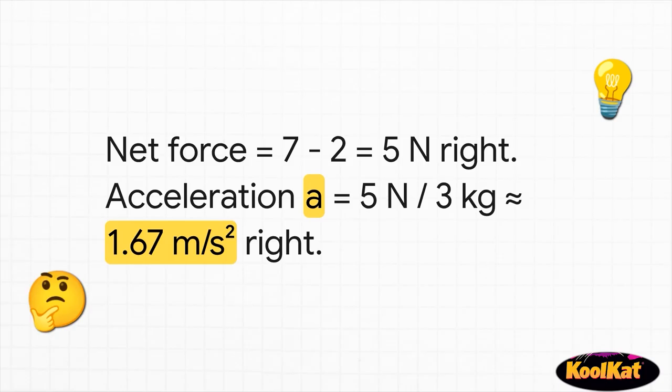So, how'd it go? Let's check. The net force is 7 minus 2, which gives us 5 newtons to the right. Then, we take that 5 newtons and divide by the 3-kilogram mass, and you get about 1.67 meters per second squared to the right. Did you get that?